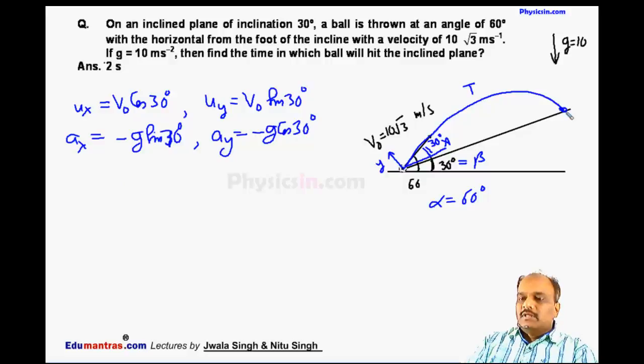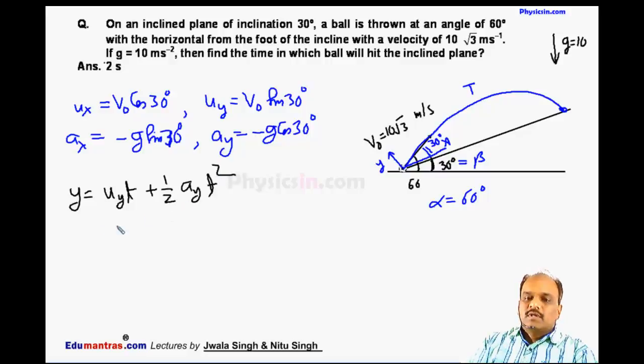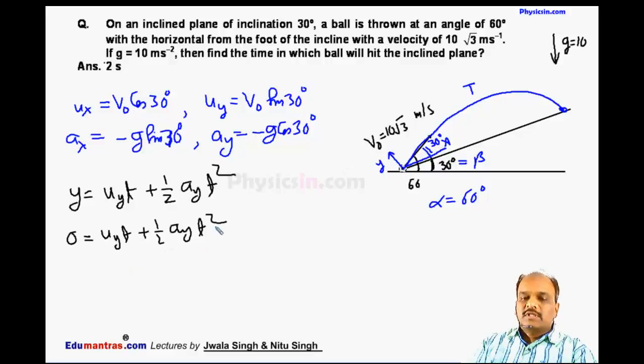When the particle strikes the inclined plane, we can say y is equal to uy into t plus 1 by 2 ay into t square. To calculate this time, we have to substitute y as 0. So I will put y equal to 0 in this expression. So it will give me uy into t plus 1 by 2 ay into t square. So either t is equal to 0, but at t equal to 0 it is projected. So the other time is t, which is equal to minus 2 uy divided by ay. What is uy? It is v naught sin 30. So t is 2 v naught sin 30 divided by ay.